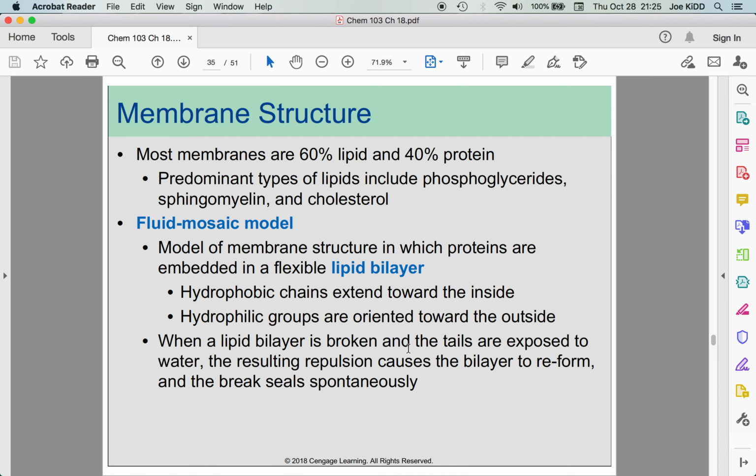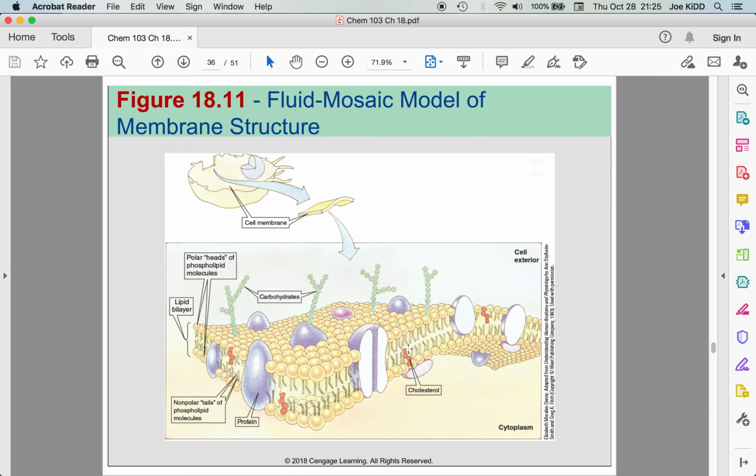When the lipid bilayer is disrupted and broken apart, it instantly heals itself because of that repulsion of those hydrophobic tails on the inside. Once they're exposed to the outside, they immediately will seal up to, again, exclude water. So again, here's that concept of the lipid bilayer, meaning two layers. Here we have our hydrophilic heads and our hydrophobic tails.